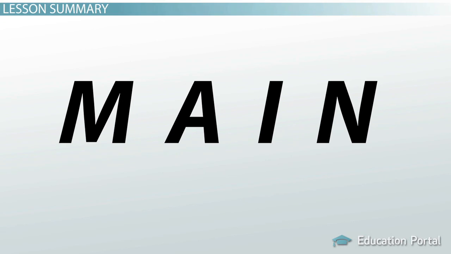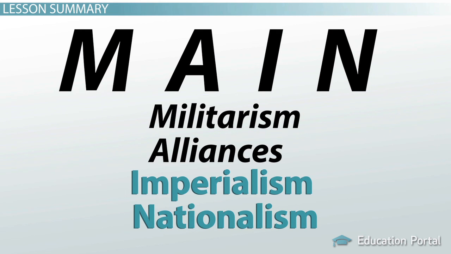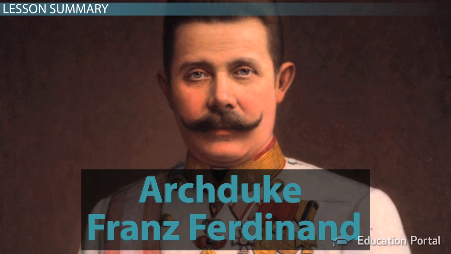So, in summary, the main causes of World War I were militarism, alliances, imperialism, and nationalism. The catalyst that then started the war was the assassination of Archduke Franz Ferdinand.